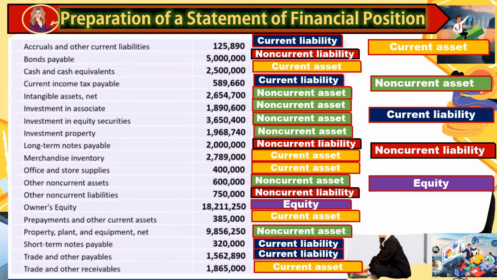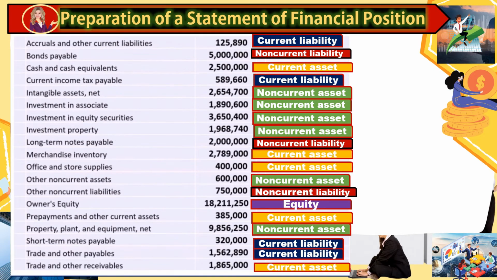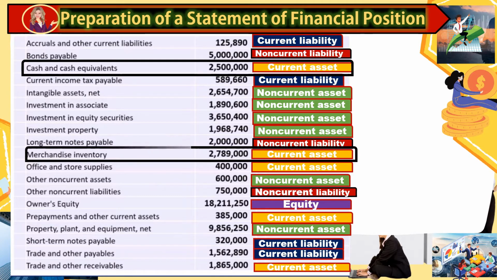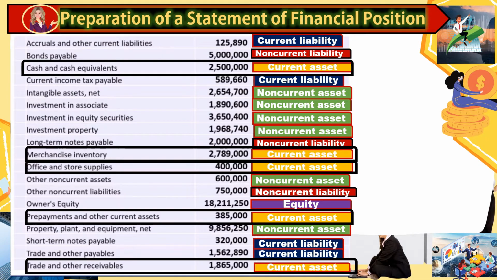Now that you have already classified the account titles into current and non-current assets, current and non-current liabilities, and equity, it is time to merge those current assets with the given amounts: cash and cash equivalents, 2,500,000; merchandise inventory, 2,789,000; office and store supplies, 400,000; trade and other receivables, 1,865,000; prepayments and other current assets, 385,000. This is how it looks.